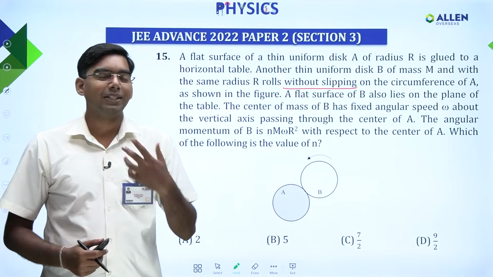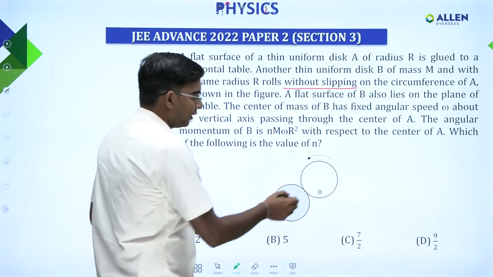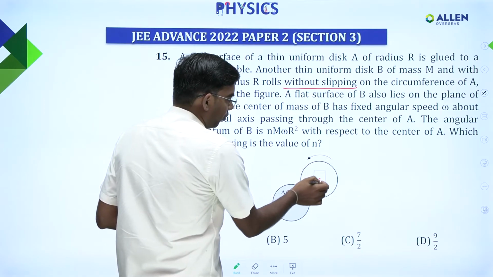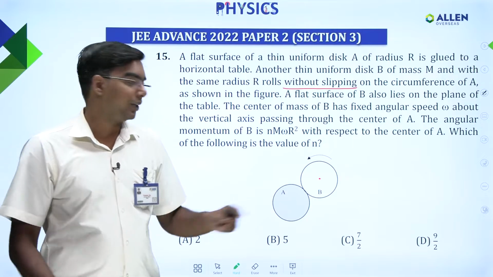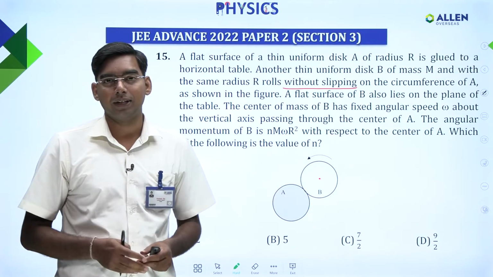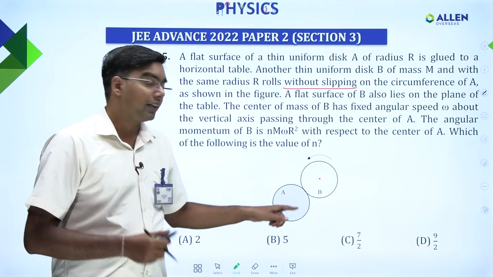Alright. So that means the first condition that I'll apply at this point: whatever the velocity with which this disk will be moving, this point must have omega r equal to this value, so that there is no slipping, right? And the second condition that I'll apply will be the angular momentum.